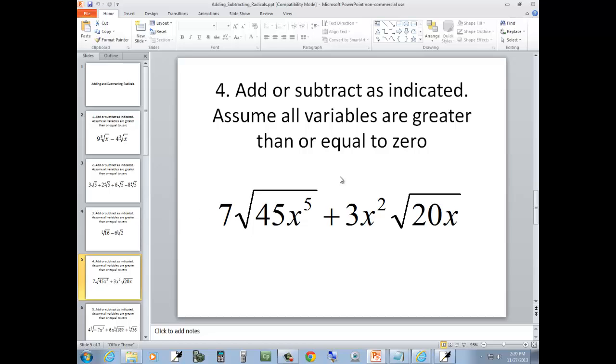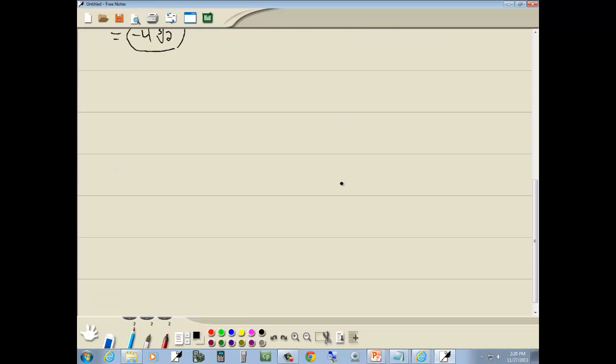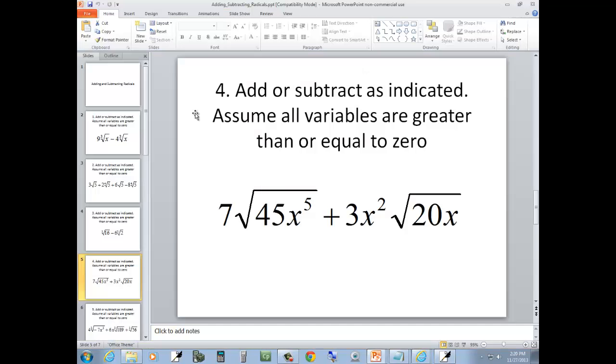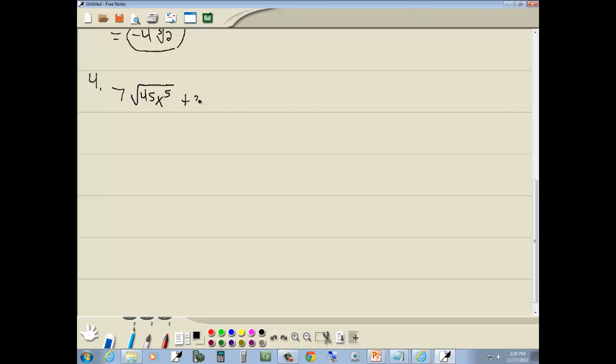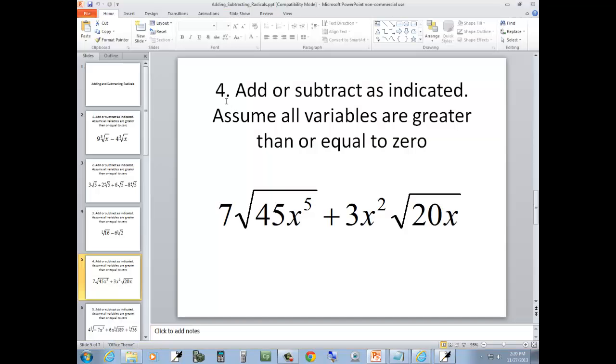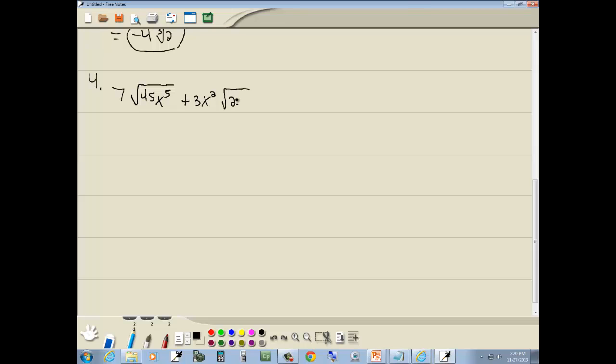Let's take a look at this one. We've got 7 square root of 45x to the 5th plus 3x squared square root of 20x. We can definitely do some simplifying here. Let's look at the 45.